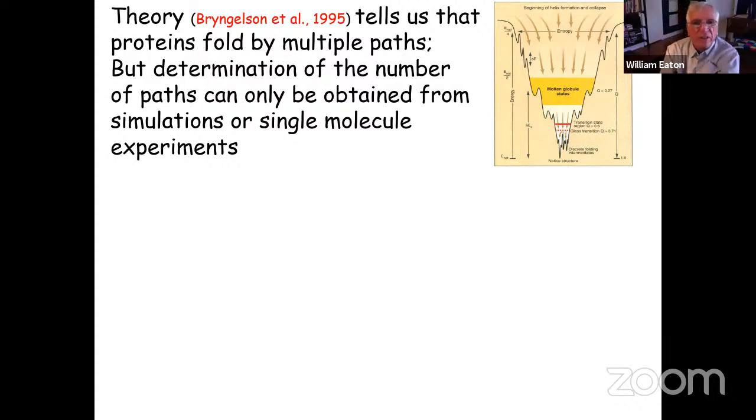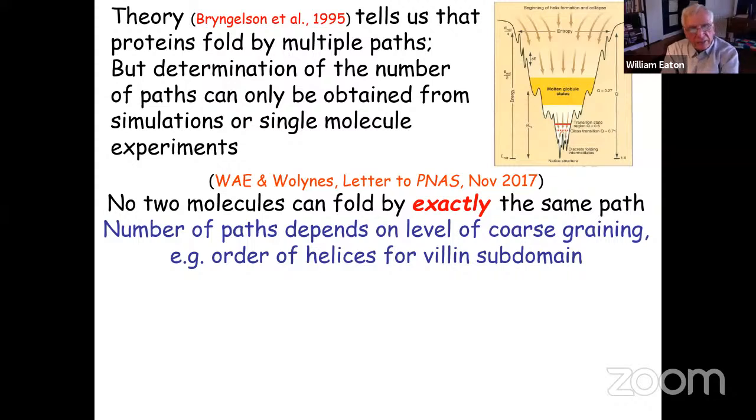So what theory tells us is that proteins fold by multiple paths, and all we could tell from the landscape theory was the sort of average path. But the determination of the number of paths can only be obtained from simulations or single molecule experiments. And this raises a question that Peter and I brought up in our response to Walter Englander's assertion that proteins fold by single pathways, when we pointed out in this letter about Walter's article that at the level of atom-atom distances or dihedral angles of individual residues, no two molecules can possibly fold by exactly the same path, or maybe there's an infinitesimal possibility that they can.